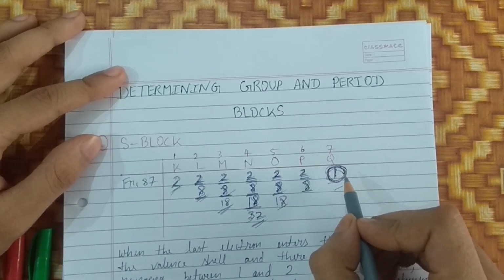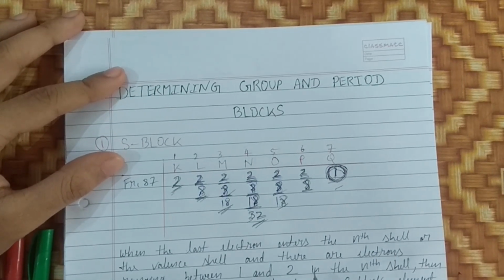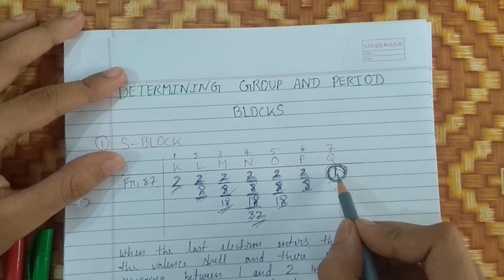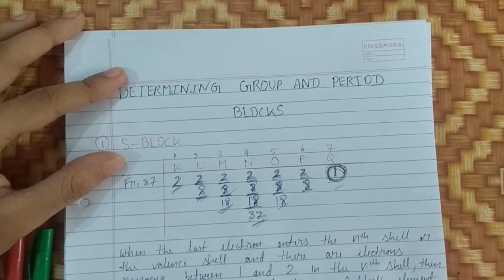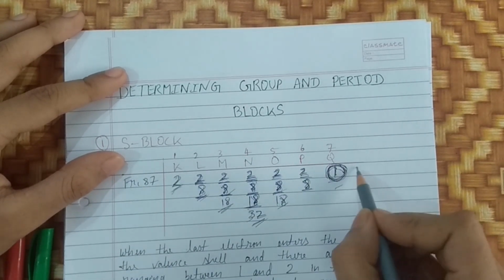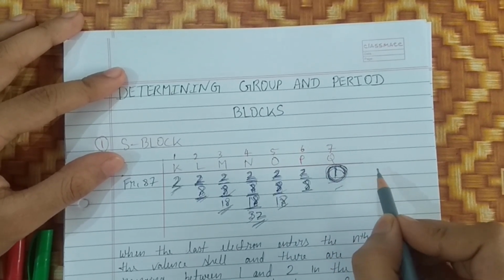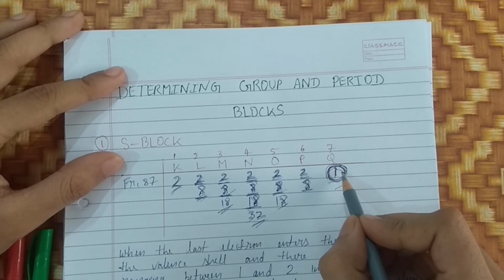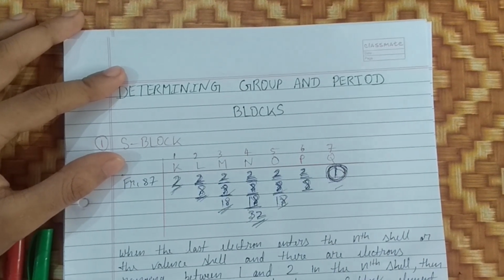When the last electron enters the nth shell or the valence shell, and the electrons in the nth shell range between 1 and 2, which means that in the last shell the electrons are either 1 or 2, in such cases the element is said to be an S block element.